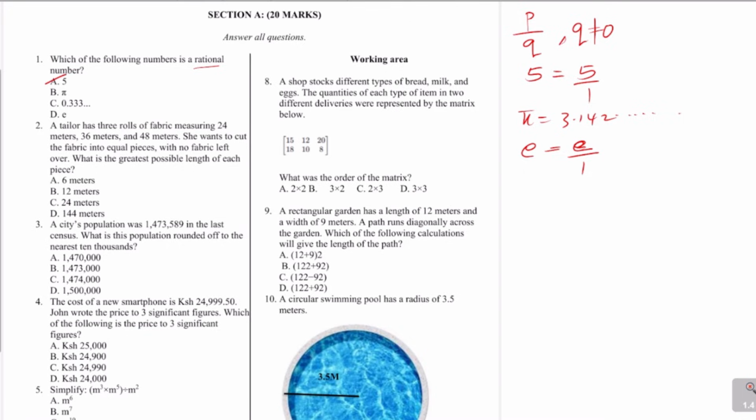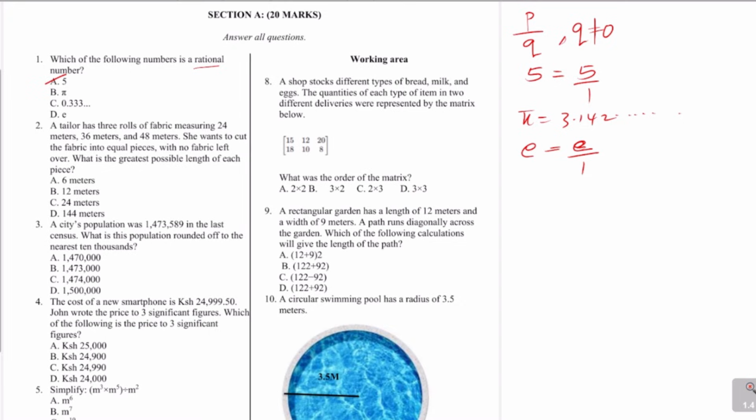We go to question 2. A tailor has 3 rolls of fabric measuring 24 meters, 36 meters, and 48 meters. She wants to cut the fabric into equal pieces with no fabric left over. What is the greatest possible length of each piece?